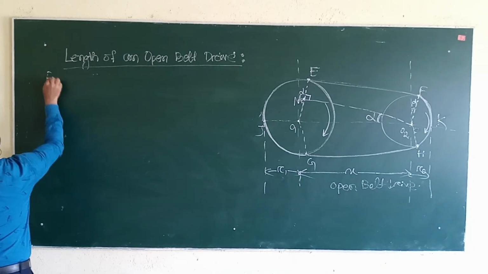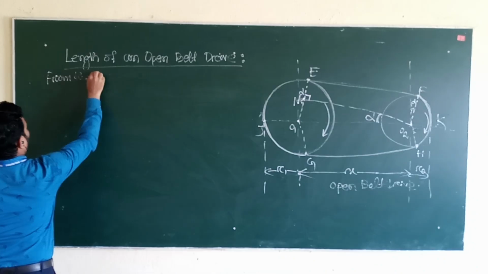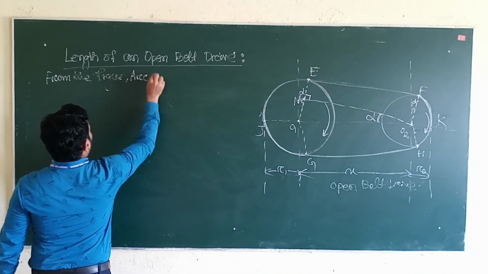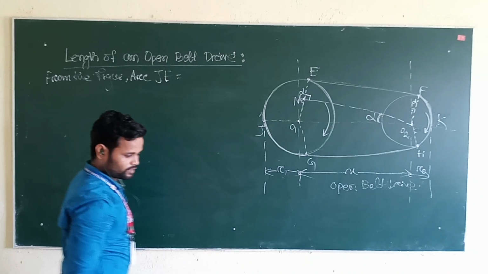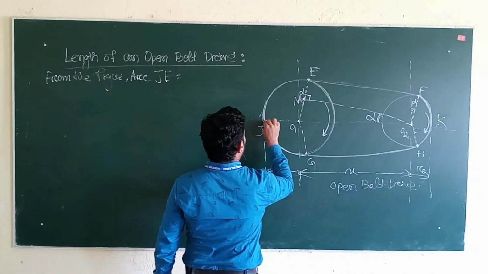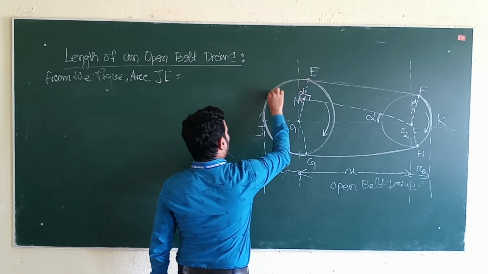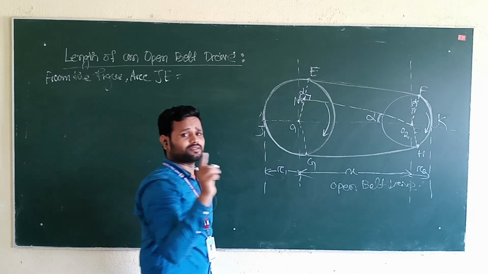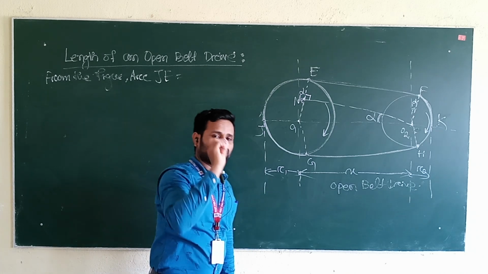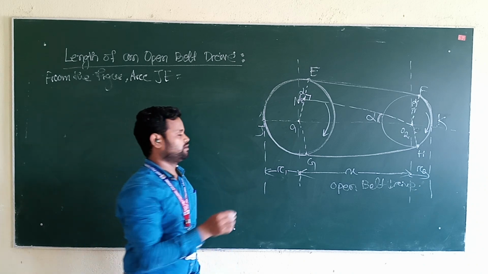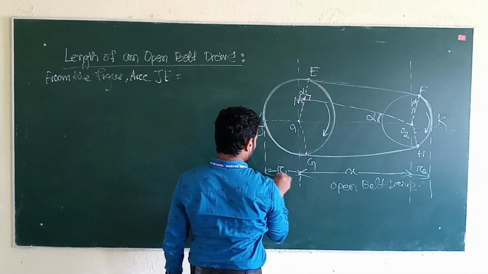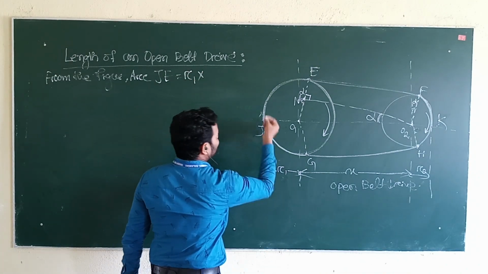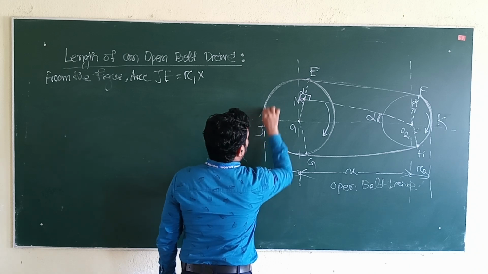From the figure, you will see arc JE equal to how much? This is arc JE. So how will we calculate the length of an arc? First we will see the radius, and with the radius we will multiply the angle. So what is the radius of the larger pulley? R1. So arc JE equal to R1 into multiplication of the angle. Angle means from J to E.